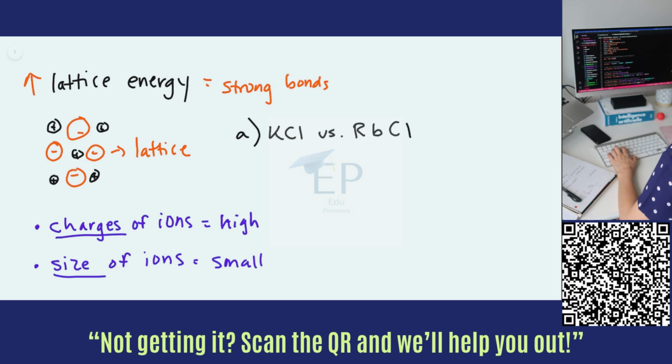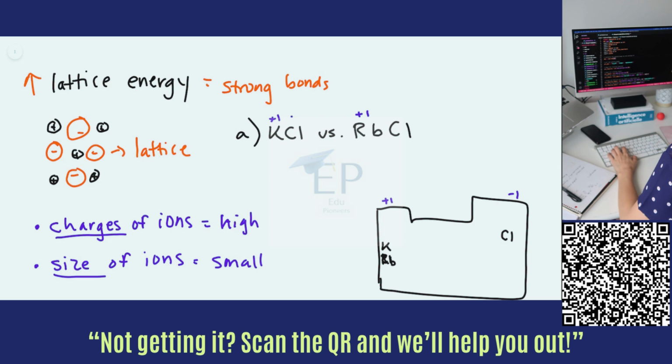So first, let's take a look at charges. And again, you'll want to have your periodic table ready for this. So potassium and rubidium are in group 1 over here. And then chlorine is all the way in group 17 over here. So due to their location, potassium and rubidium will both have a +1 charge, and chlorine will have a -1 charge. So in this case, the charges are going to be the same for both compounds, all right?